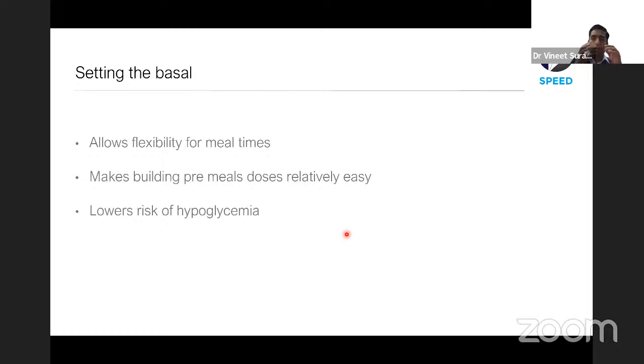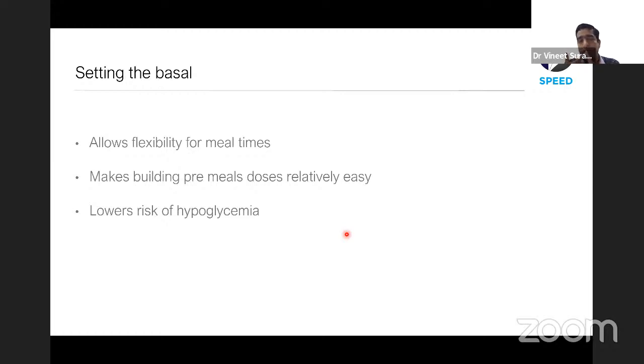So what are the advantages when we set the basals? One, it allows flexibility for meal times. If your basal is fixed and your blood glucose remains the same, it is not that I have to have my breakfast by 8 a.m. My blood glucose is fine with that basal insulin. I can have my breakfast even at 10 a.m., take the mealtime dose, and my blood glucose should remain okay. So that allows flexibility for the mealtime.